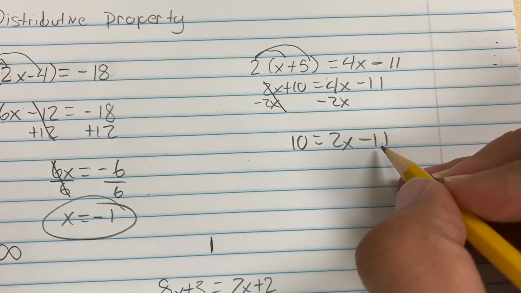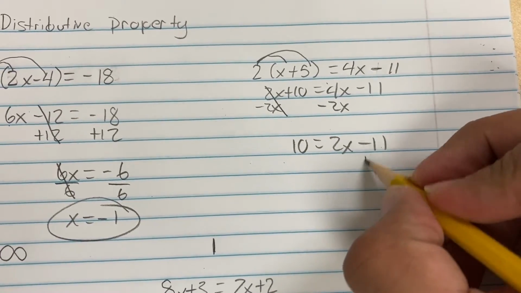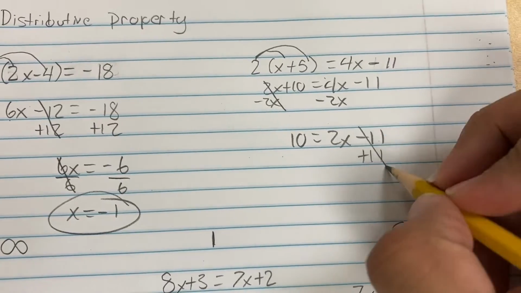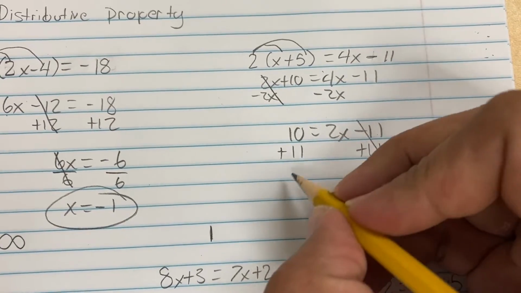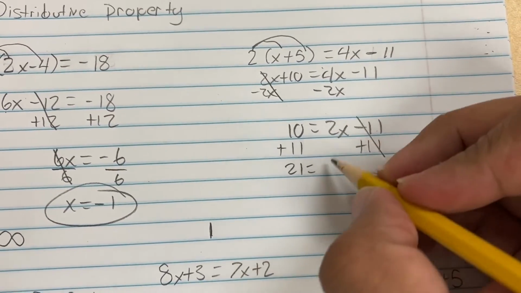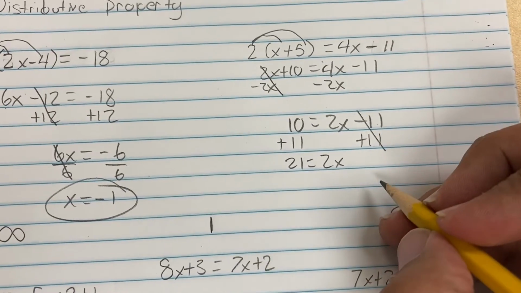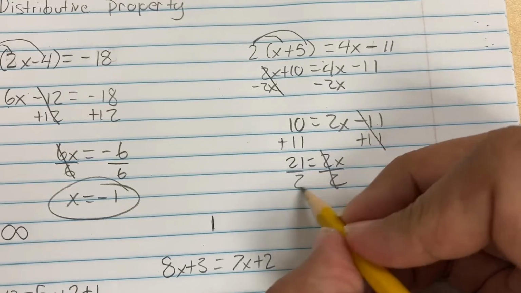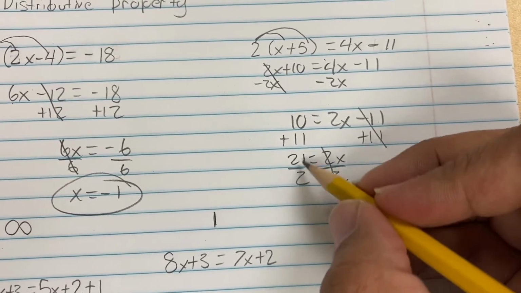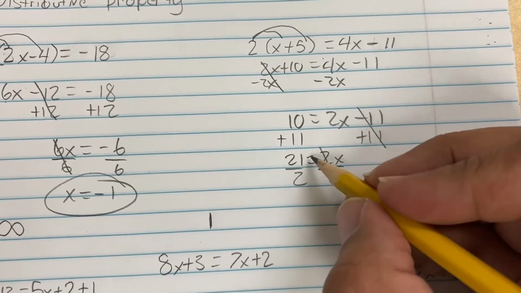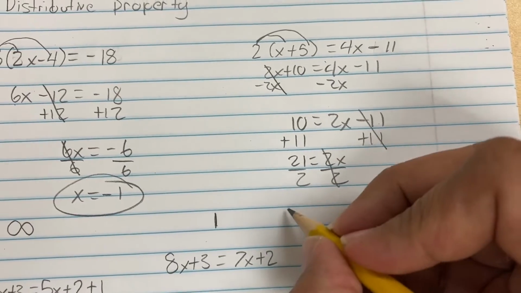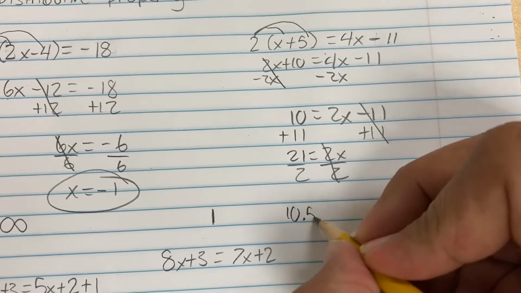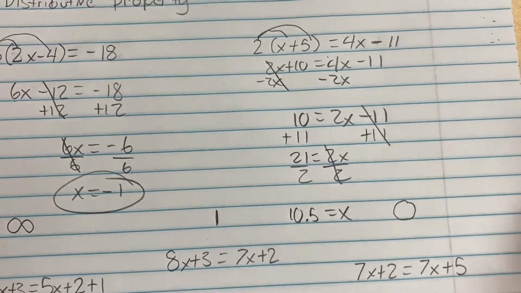I'm going to get rid of the 11. The 11 is the last thing that affects the x. Add 11, gone, add 11. 21 equals 2x. Then I'm going to divide by 2. Divide by 2. This doesn't divide perfectly, so you could leave it like this, but I know that 21 cut in half is 10.5. So I'm just going to write 10.5 equals x.